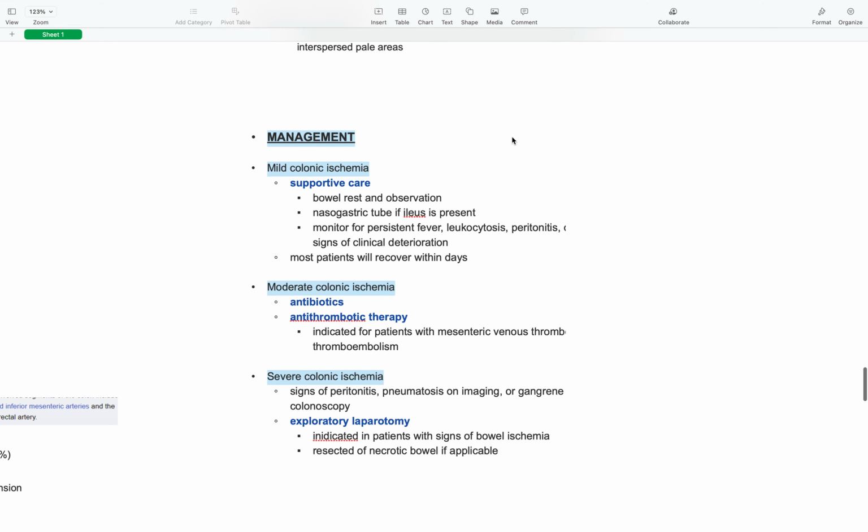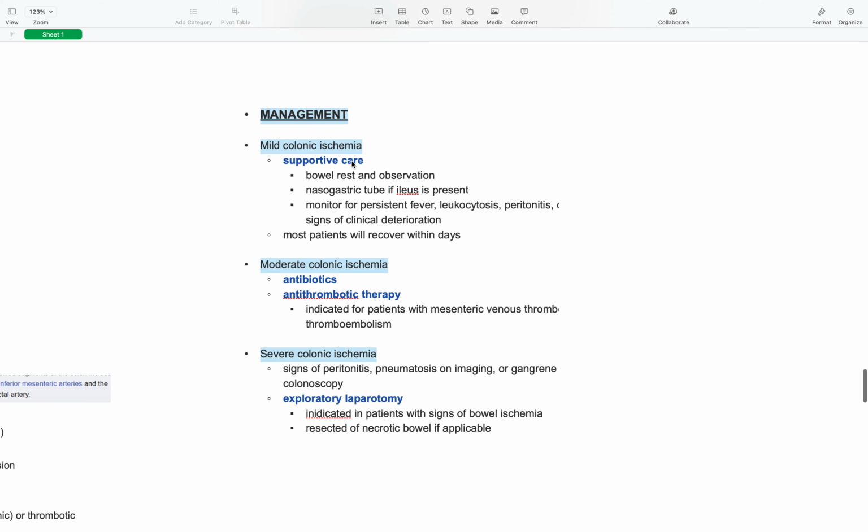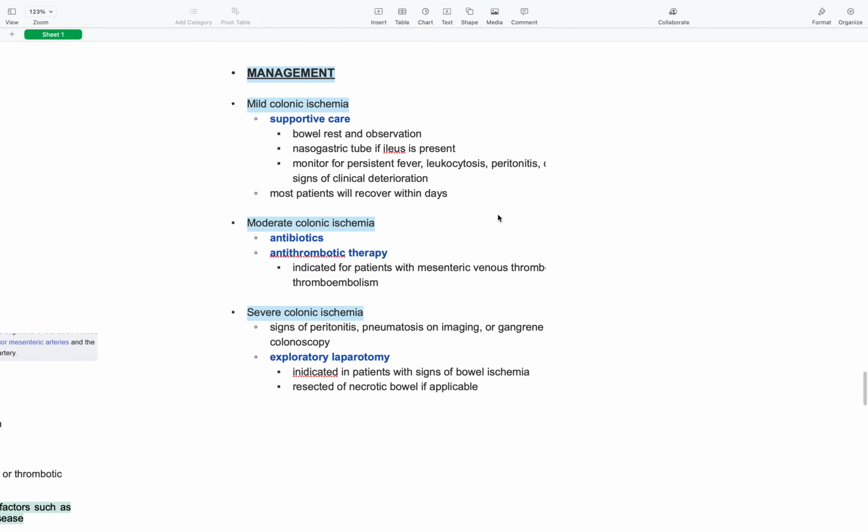Next up is the management. Management for mild colonic ischemia would be supportive care, wherein you put the patient on bowel rest and observe. You put an NG tube if ileus is present. Monitor patients with persistent leukocytosis, fever, or peritonitis. If the patient deteriorates, then you may accelerate your treatment.